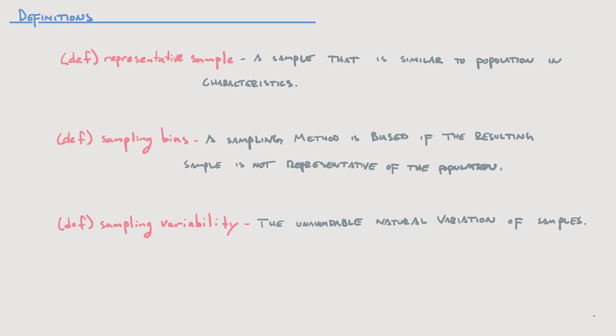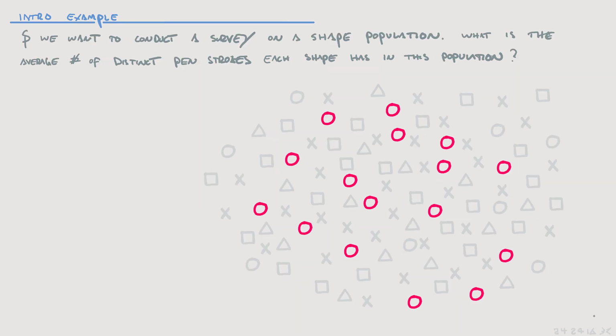Sampling bias is when the resulting sample is not representative of the population. And then finally, sampling variability, which is the unavoidable natural variation of the samples. Pretty much no matter what sampling method you use is going to have some sampling variability in it. For the most part, sampling variability isn't that big of a deal, but things like this can happen, right? It is possible to just randomly select all circles, for example.